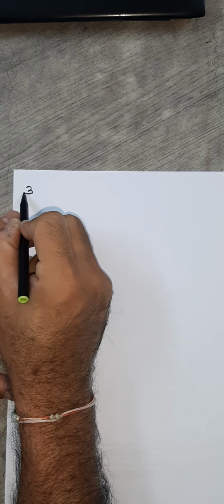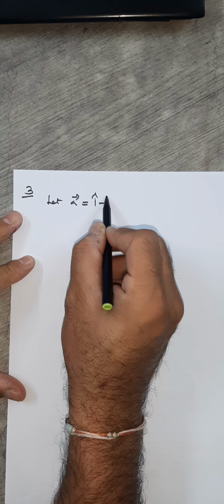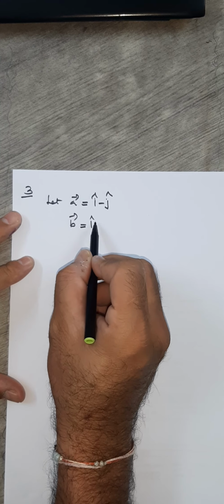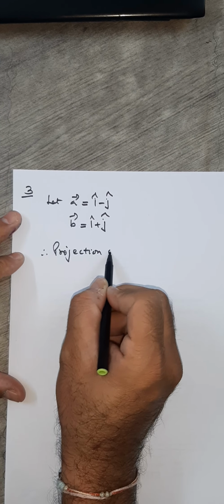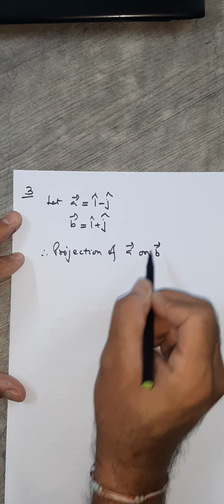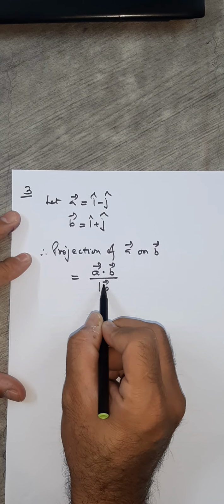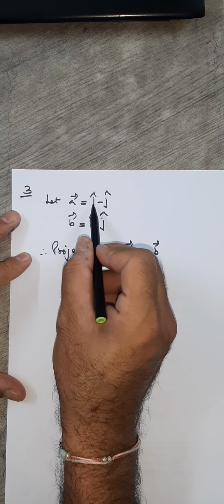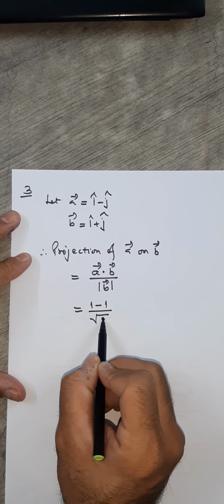What about the next question? Find the projection of one vector over the other vector. So let's take the first vector as vector A. What is that? i cap minus j cap. And the other vector is i cap plus j cap. So projection of A on B, you know how to do this. Vector A dot vector B upon magnitude of vector B.